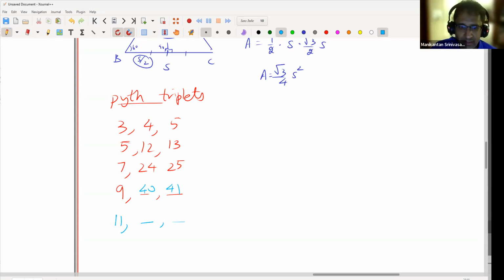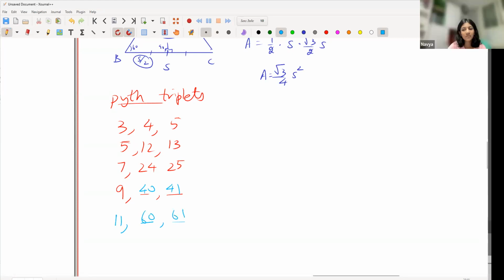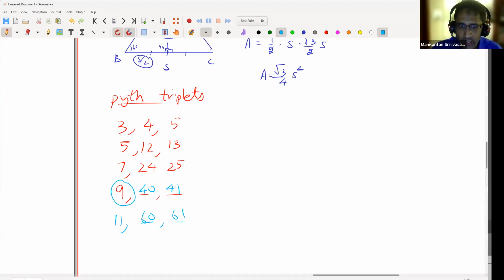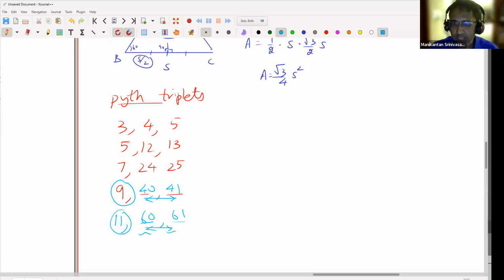What is the pattern, Navya? So if you square the first number, then you split it into two consecutive numbers. Excellent. So she's saying 9 square is 81. If I split it into almost 2 equal halves, it's 40 and 41. 11 square is 121. Almost 2 equal halves is 60 and 61. Yeah, that's the pattern. But why does this pattern work? Same thing, 7 square is 49. 24 plus 25 is 49. So why does this work?